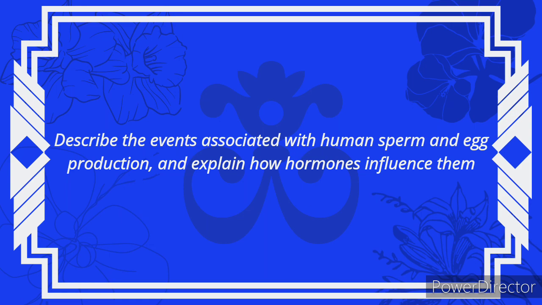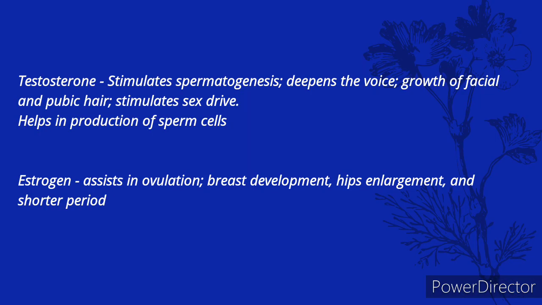Describe the events associated with human sperm and egg production, and explain how hormones influence them. For the male, testosterone stimulates spermatogenesis and deepens the voice, growth of facial and pubic hair, and the sex drive. This helps in the production of sperm cells and stimulates the man's sex drive. And for the female, estrogen assists in ovulation and also in breast development, hips enlargement, and shorter period.